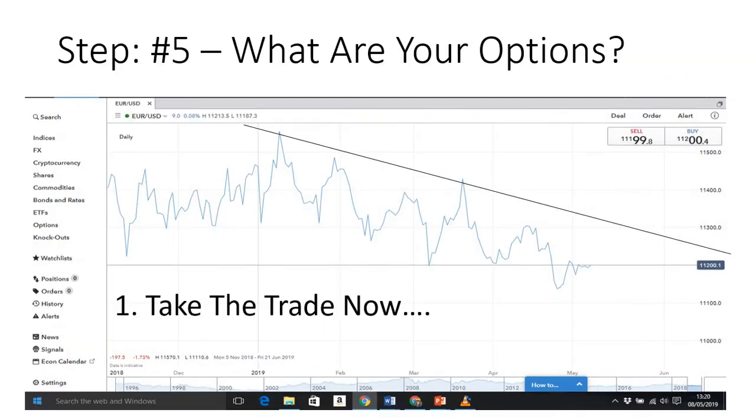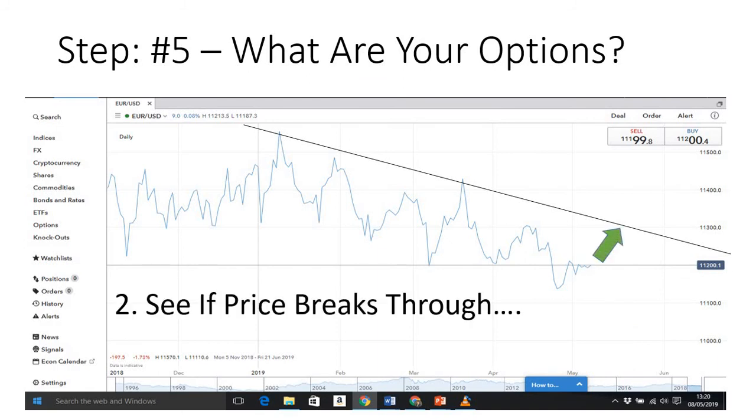Okay, so what are your options? Well, number 1, you could take the trade now. Price has bounced off a major level and may well decrease further. If you take this option, it is very important to use a stop loss in case price moves against you. Number 2, you could wait to see if price breaks through our level and increases further and wait to see if price bounces off our next major support resistance level before entering a trade.